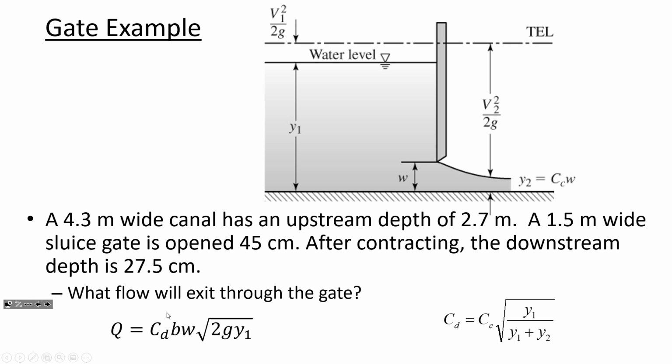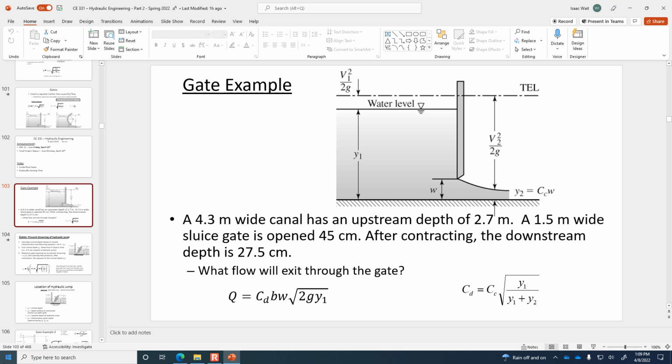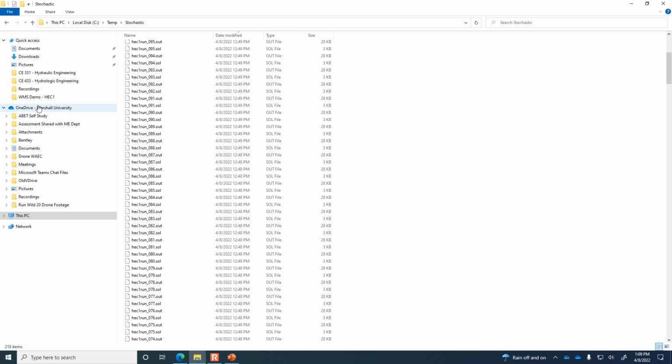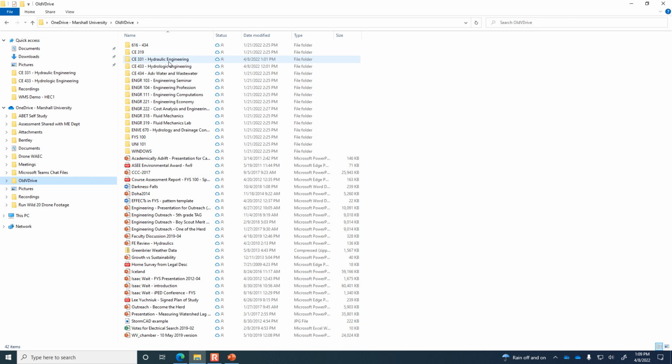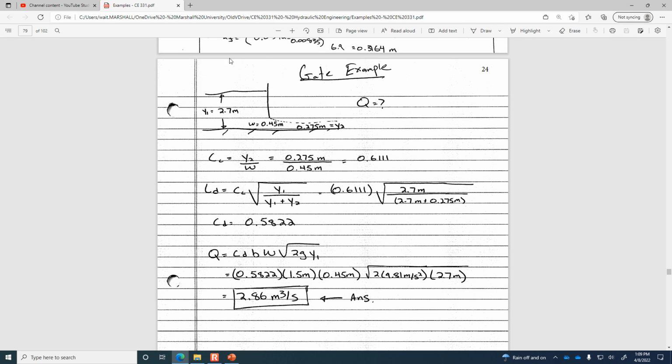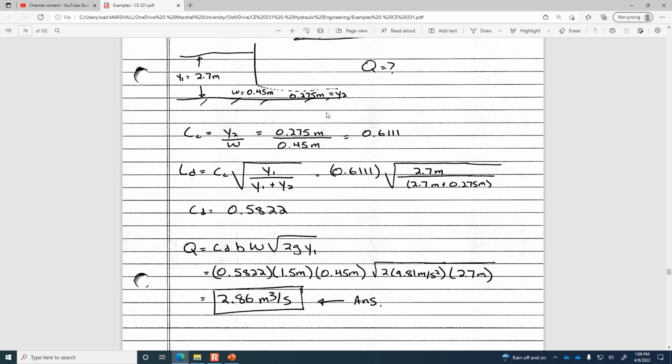So if you've got your calculator and can verify, I think what we ought to have here for the flow rate is 2.86 cubic meters per second. So that just kind of shows you how all the pieces fit together for the gate equation.